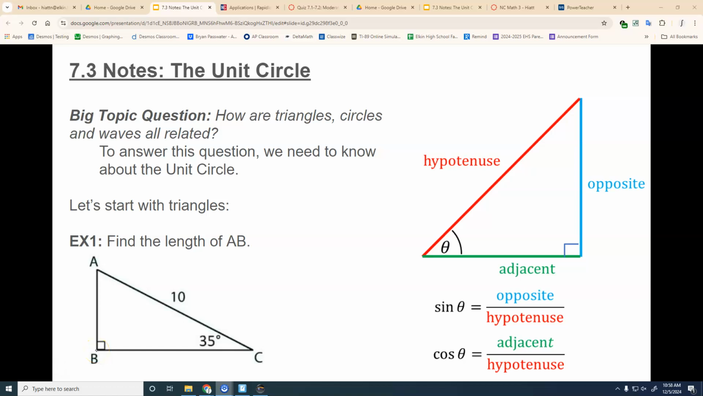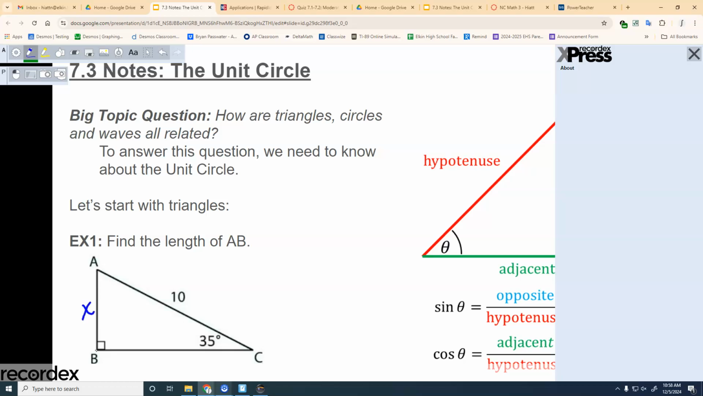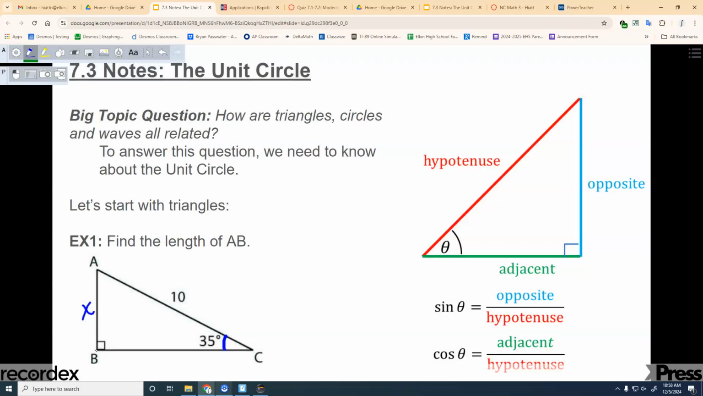Then the way that you would do this, so that would be x. Our angle right here is 35. So we would say this is the opposite side, and 10 is the hypotenuse, and sine is opposite over hypotenuse. So we would say sine of 35 equals the opposite side, which is x, over the hypotenuse, which is 10.